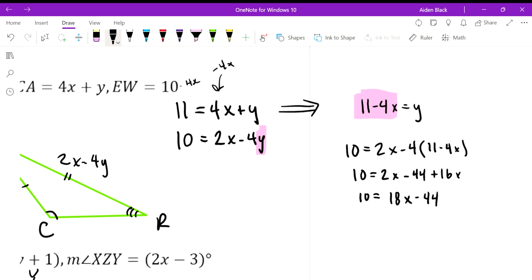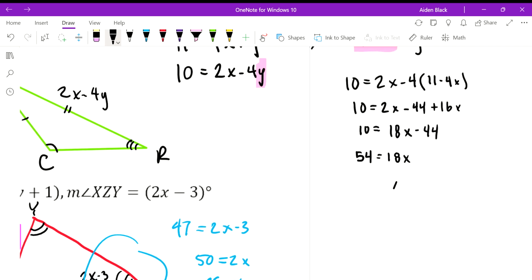And then add 44 to both sides. I believe this is actually divisible if I divide both sides by, is it 3?